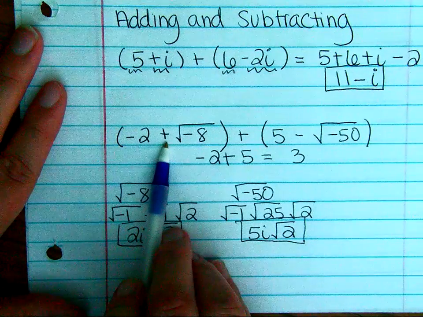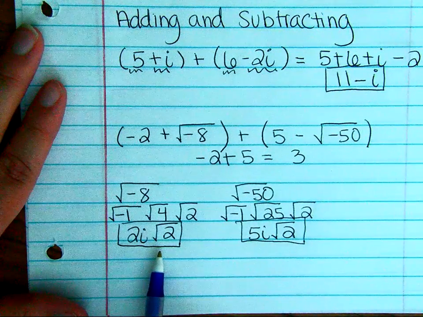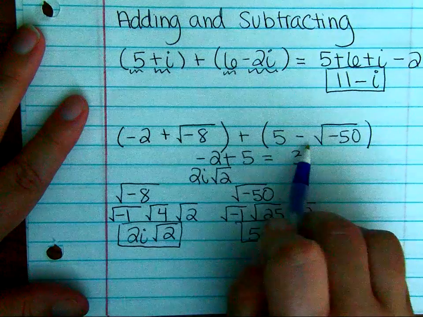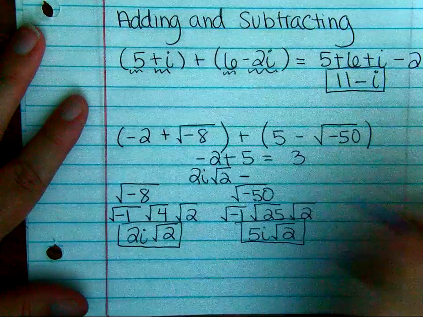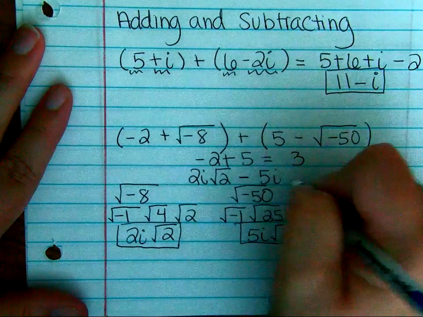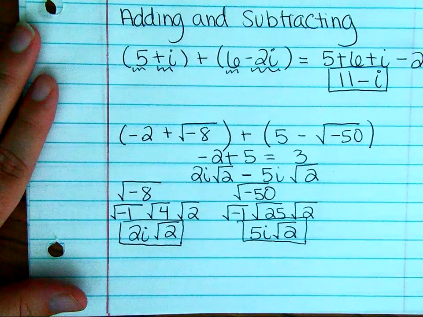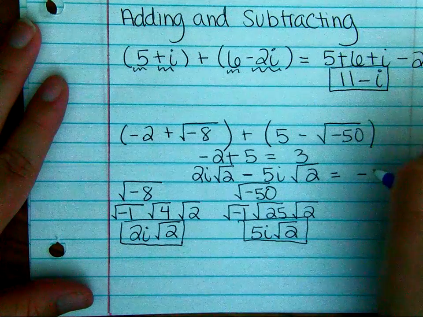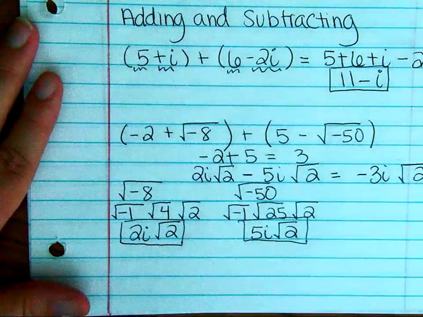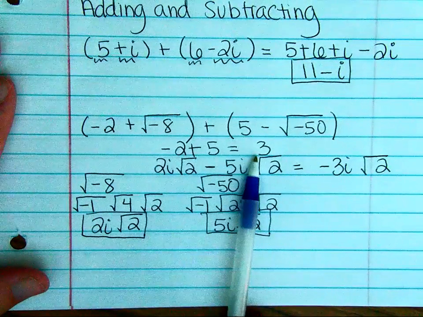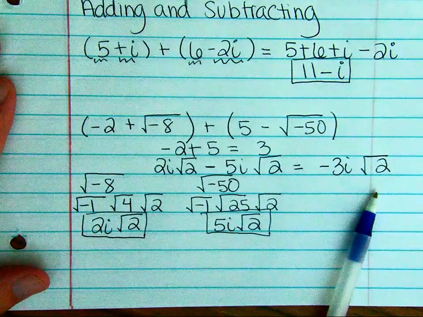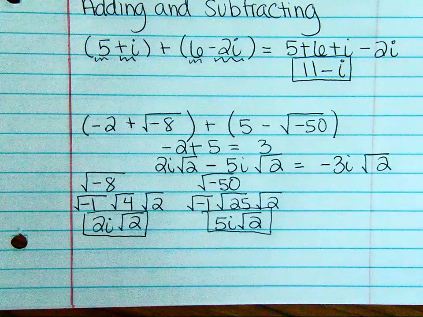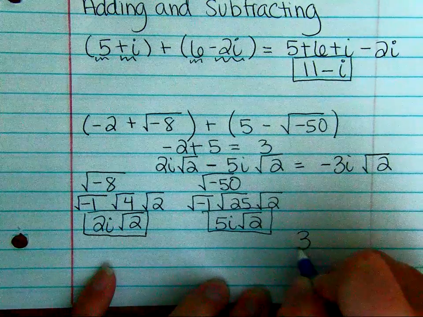So this 2i square root of 2 is going to be positive. Plus, this was a subtraction sign, so minus 5i square roots of 2. I actually just subtract 2i minus 5i, so we should get negative 3i square roots of 2. So my final answer, because I had both my real 3 and then this imaginary piece, would be 3 minus 3i square roots of 2.